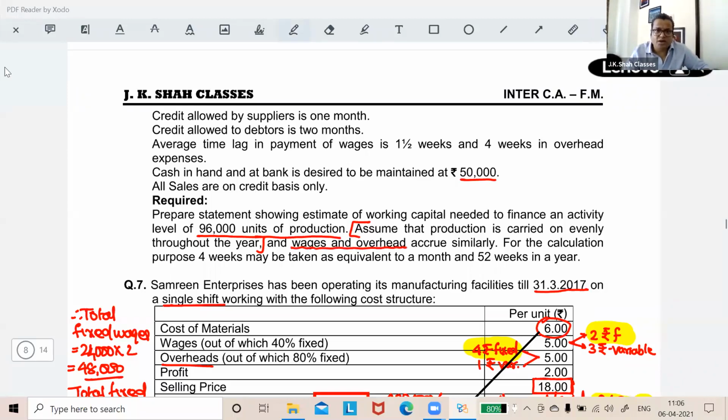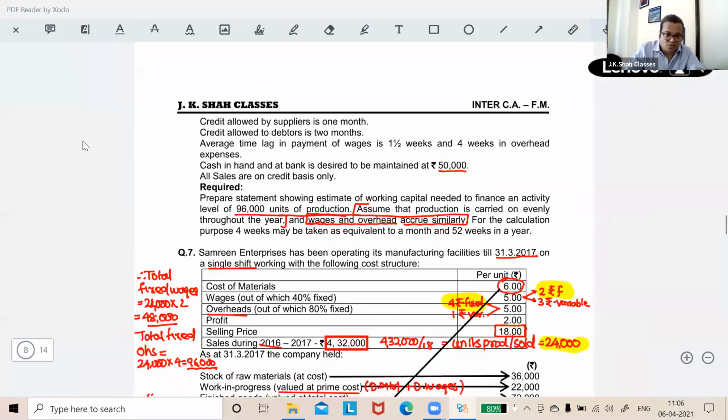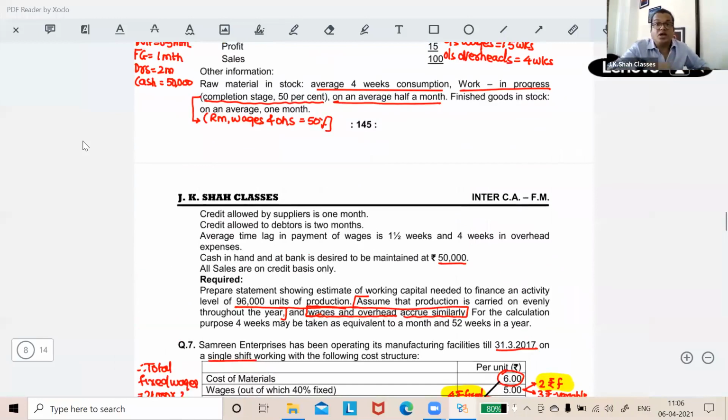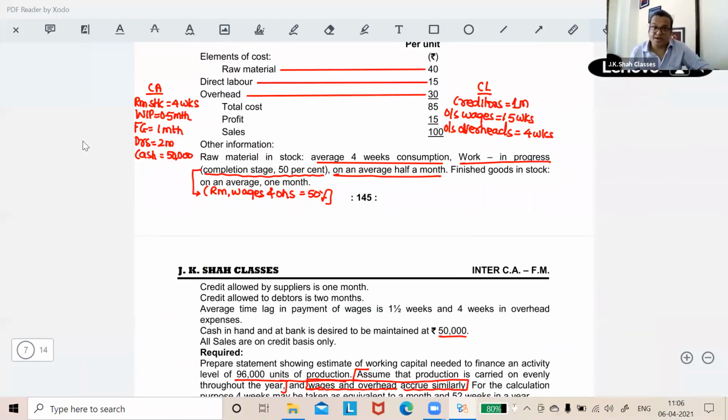wages and overhead accrue similarly. This is one more confusing statement, which may confuse you. They accrue similarly, but their payment pattern is different. See, what is written over here? Wages and overhead accrue similarly. Correct. But here, outstanding wages 1.5 weeks, outstanding overheads 4 weeks. This outstanding period is a payment pattern. They accrue similarly, but they are paid in a different manner.